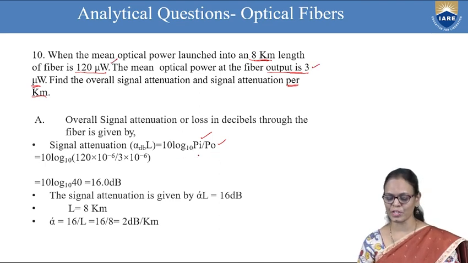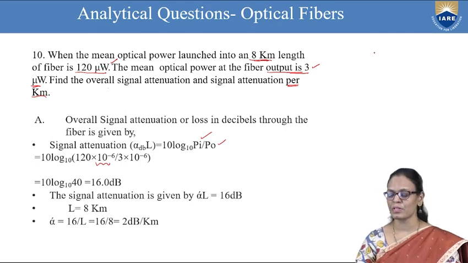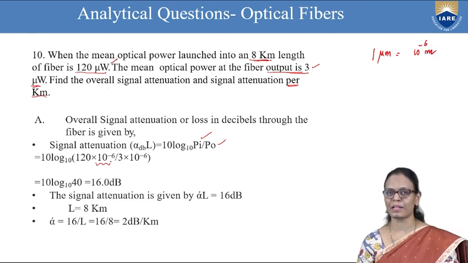First let us substitute and get the value of alpha L. Alpha L will be equal to 10 log 10 of 120 into 10 power minus 6, because it is given in micro units, so 1 micro is 10 power minus 6, upon 3 into 10 power minus 6. The 10 power minus 6 terms cancel. 120 upon 3 gives us 40. So 10 log to the base 10 of 40 will give us 16 decibels.